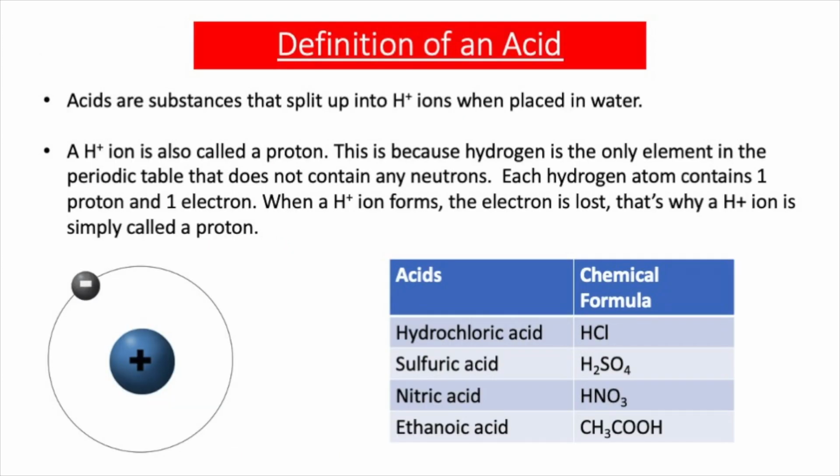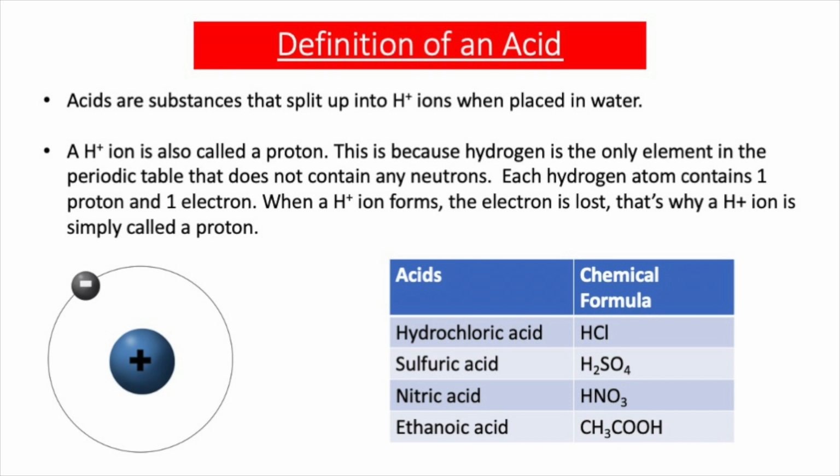Now, in our previous lessons, we've learnt that acids are substances that split up into H+ ions when placed in water. We've also learnt that a H+ ion is also called a proton, and this is because hydrogen is the only element in the periodic table that doesn't contain any neutrons. Each hydrogen atom contains one proton and one electron, so when you form a H+ ion, you lose that electron, and that's why a H+ ion is simply called a proton.